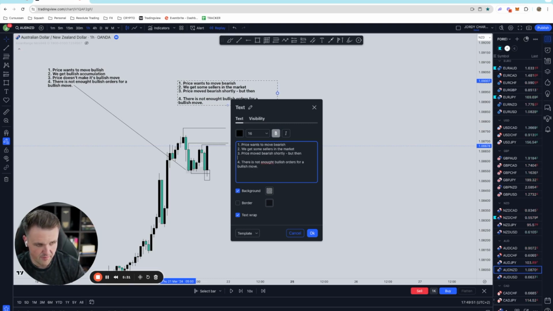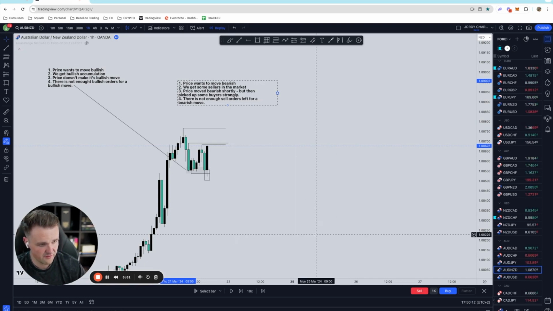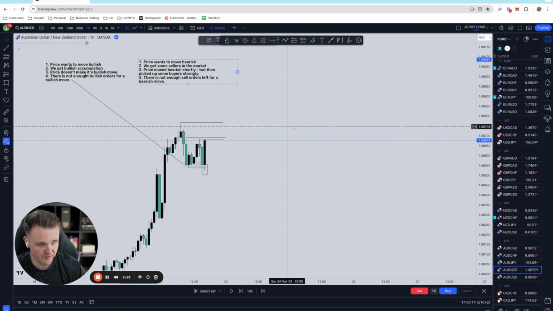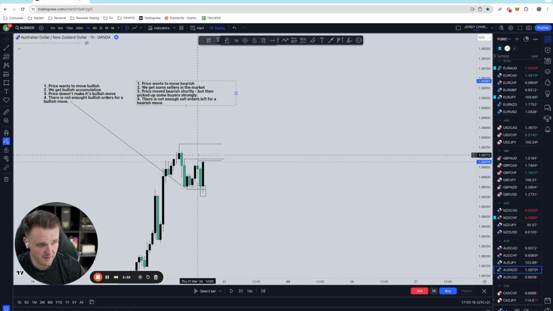But then price moved very shortly, but then picked up some buyers strongly. So that means there's not enough sell orders left for a bearish move. So that means we need to do the same example. So we have our second scenario, which is basically happening right here.